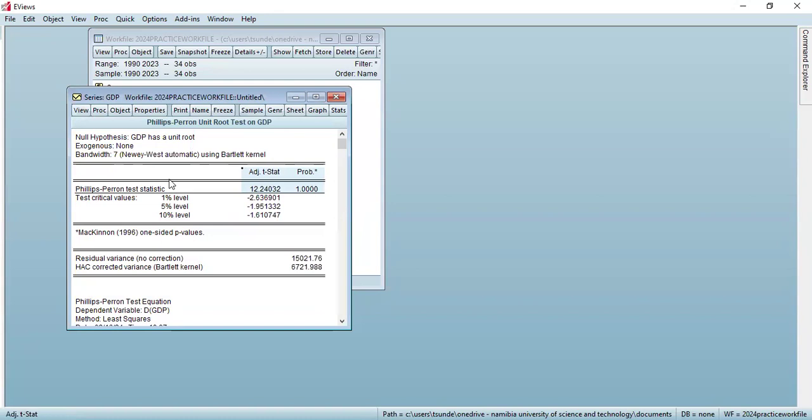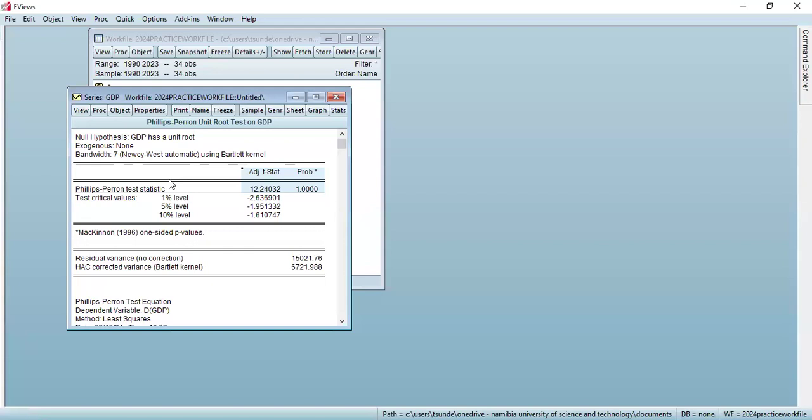Non-stationary once again. So if you do the test for all these three tests that we have done for GDP, using the Dickey-Fuller test, using the augmented Dickey-Fuller test and the Phillips-Perron test, the three tests seem to be confirming the fact that the variable GDP is non-stationary in levels. So all the three tests are confirming that GDP is non-stationary in levels.